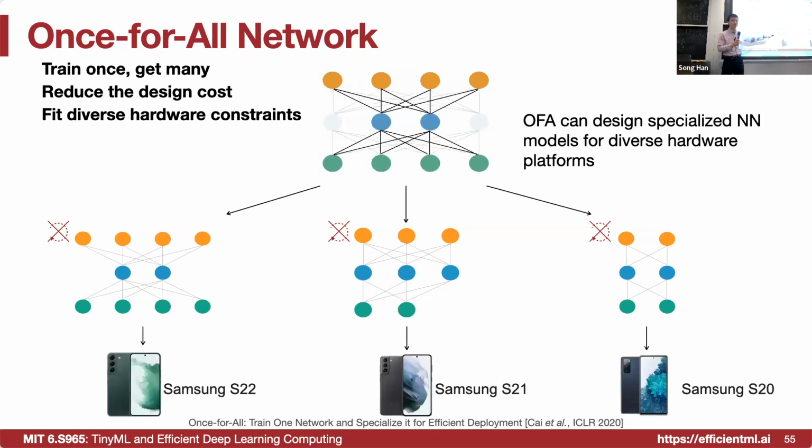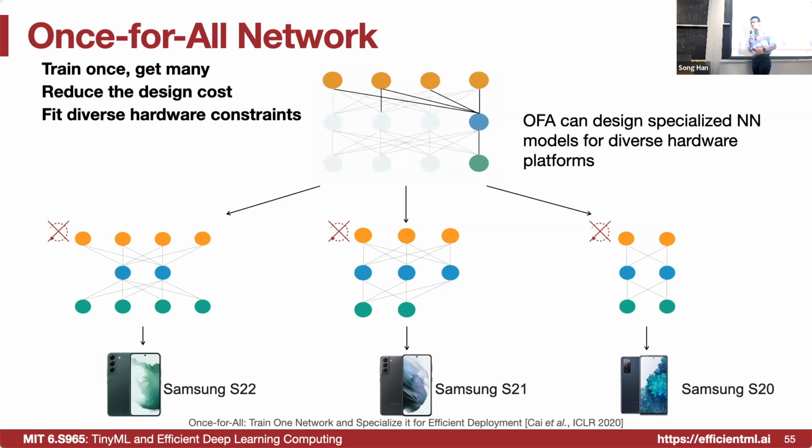Similarly for newer generations of phones and also older generations of phones. We want to be inclusive for users who have newer phones and also for users who have older phones. So rather than having to ship different versions of models to the App Store, we can just ship one model and then at runtime search for different subnets for different constraints.